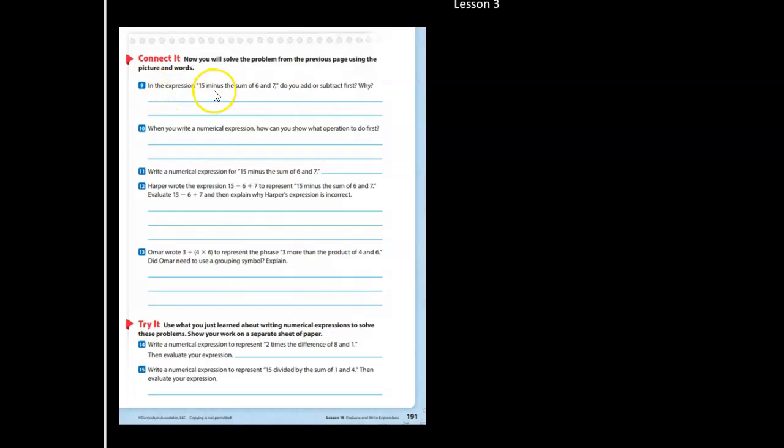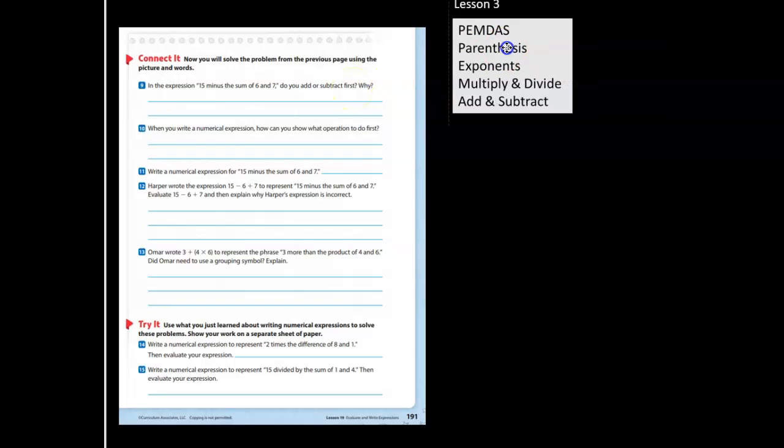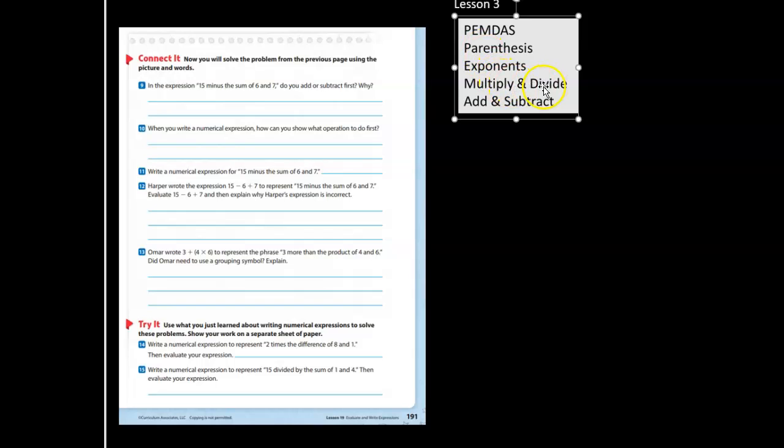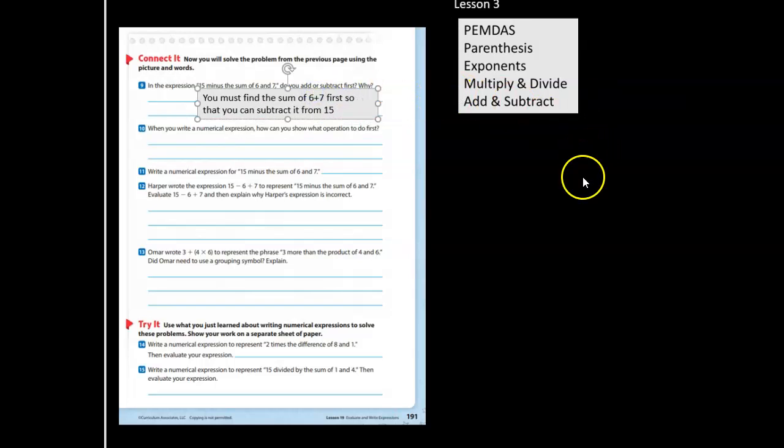Number 9. In the expression 15 minus the sum of 6 and 7, do you add or subtract first? Well, I want to get my PEMDAS thing over here so I can remember. Parentheses, exponents, multiply and divide, add and subtract. So in that expression, 15 minus the sum of 6 and 7, do you add or subtract first? You must find the sum of 6 and 7 so that you can subtract it. So what would you do first? You would add. You would add the 6 and 7 first.